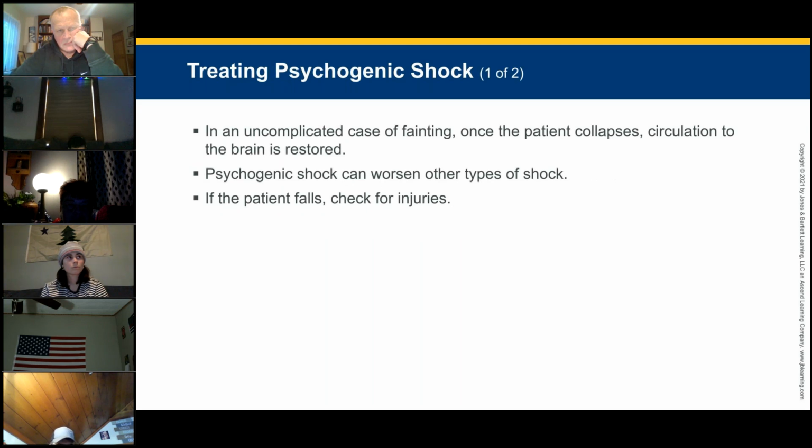Treating psychogenic shock. In an uncomplicated case of fainting, once the patient collapses and becomes supine, circulation to the brain is restored and they'll eventually return to a normal state of functioning. Psychogenic shock can worsen other types of shock. If it appears the patient fell as a result of psychogenic shock, check for injuries, especially in elderly patients.